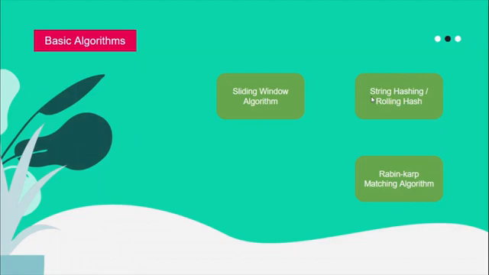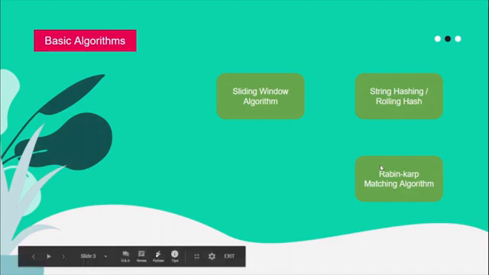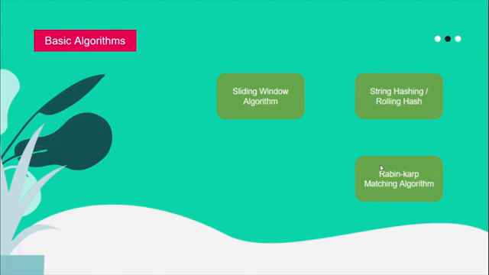Then we'll be learning string hashing and rolling hashes. Of course we'll learn the implementation of string hashing, and we'll study how, using string hashing, you can implement string and substring search, which is basically the Rabin-Karp matching algorithm, because the Rabin-Karp matching algorithm uses string hashing for its implementation.